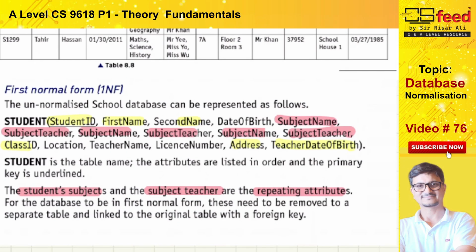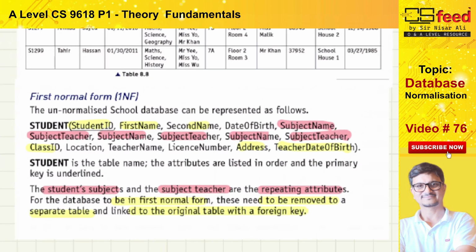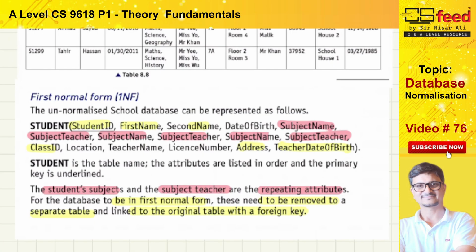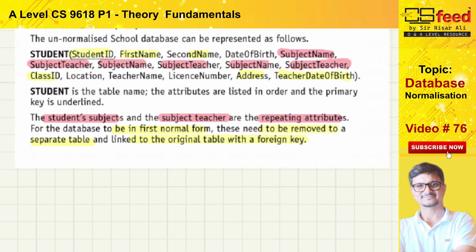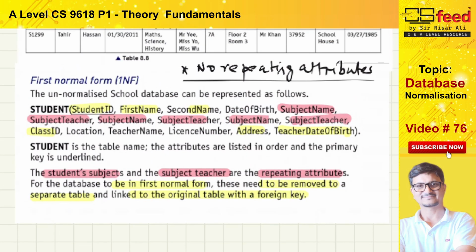For this database to be in the first normal form, these need to be removed to a separate table and linked to the original table with a foreign key. The first normal form says that there must be no repeating group, no repeating attributes. So the attributes which are repeating will be separated into a separate table, and then that table will be linked to the original table with a foreign key.